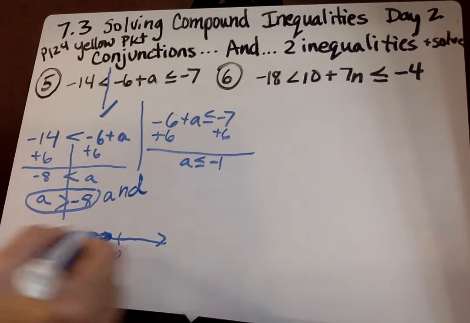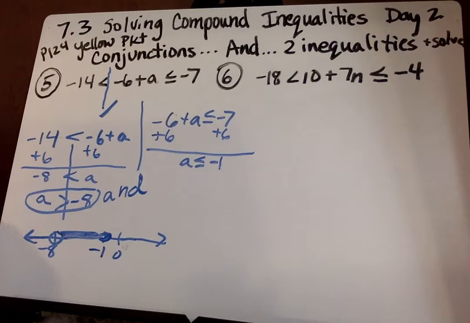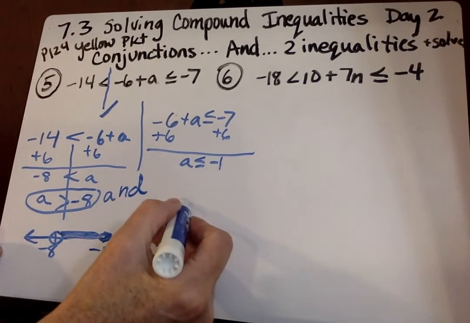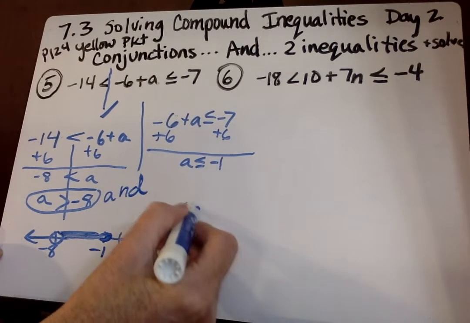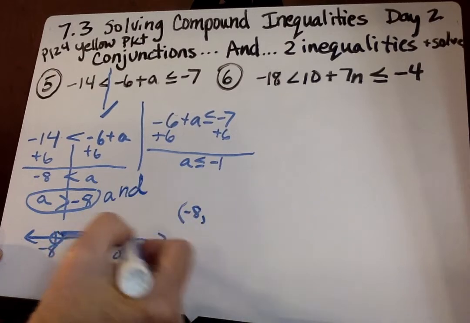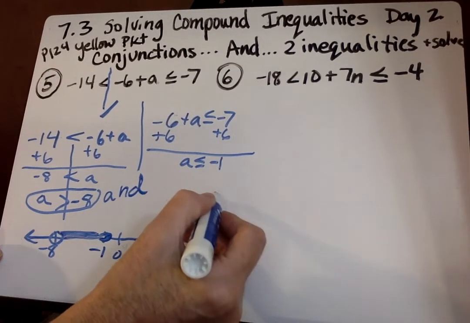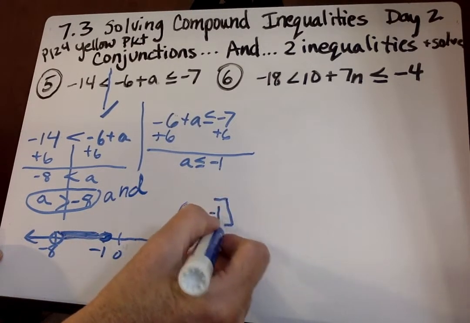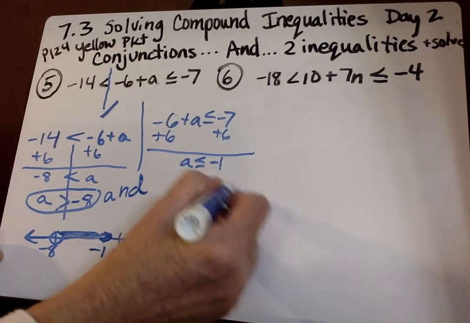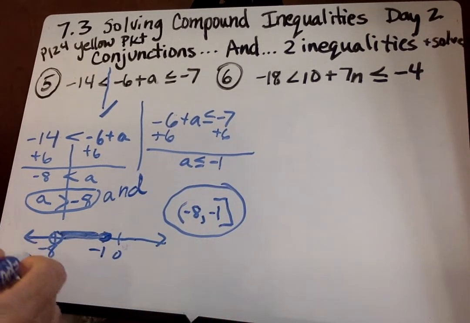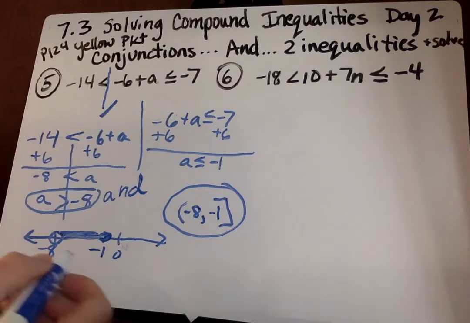So does it include negative 8? And the answer is no. So it's going to be parentheses. Then I go up to negative 1. Does it include negative 1? Yes, so it's going to be a bracket. So we have this as your answer, the number line there, and then right up here as your answer.